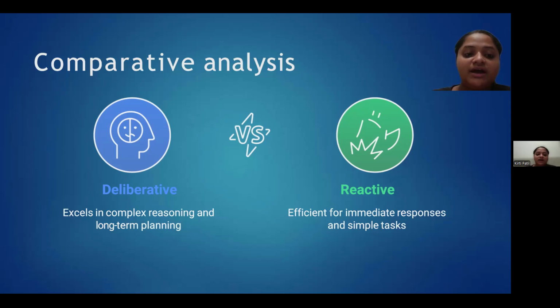Whereas, on the other hand, the deliberative agent excels in complex reasoning and long-term planning. It maintains internal models, plans ahead, adapts strategies, and handles complex goal-based tasks. Reactive agents are ideal for fast reactions, whereas deliberative agents are suited for tasks involving foresight and reasoning.